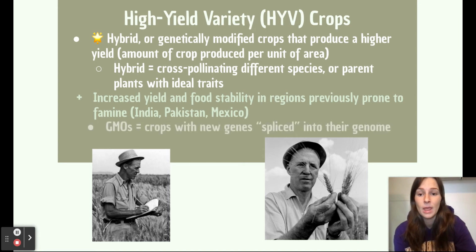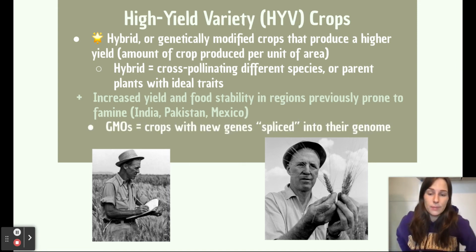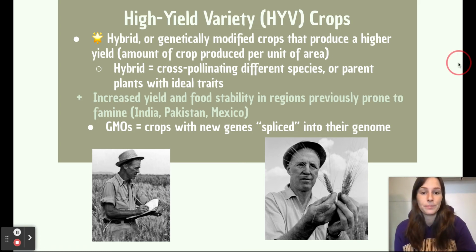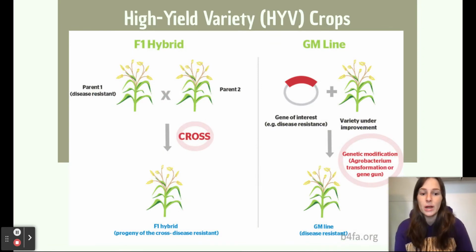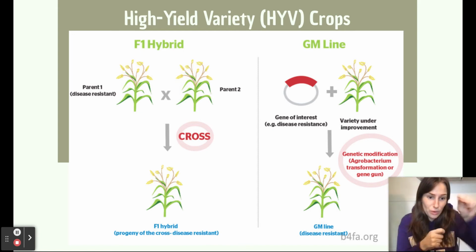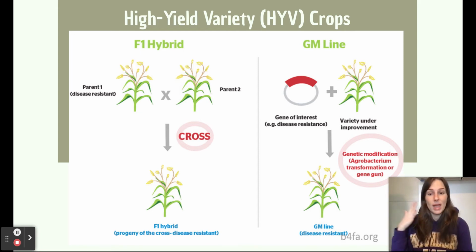Now, the next thing that we have is GMOs. GMOs are crops that use new genes that are spliced into their genome. And this is a good picture here of what the GMOs versus the hybrid is. GMO stands for genetically modified organism. On the left-hand side here, we have the hybrids. This is where you're just crossing two parents, like naturally putting them next to each other, or you're hand fertilizing. So maybe you have a crop that's a little bit more disease resistant, and you cross it with a different crop to have a hybrid offspring that's going to be more disease resistant.